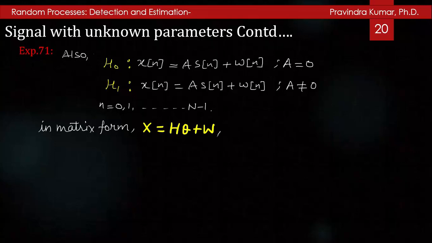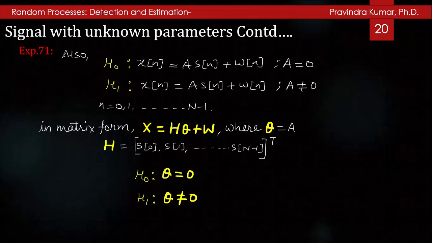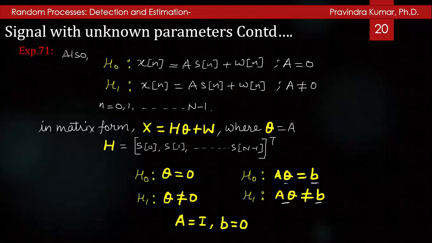In the matrix form, I can write it as x is equal to H theta plus w, where theta is equal to A, and matrix H is [s0, s1, ..., s(N minus 1)] transpose. So the hypotheses can be written as H0 corresponds to theta equal to 0, meaning A is 0, and H1 corresponds to theta not equal to 0, meaning the unknown parameter A is not 0. Also, I can write it as H0 corresponds to A theta equal to b, and H1 corresponds to A theta not equal to b. Here A is the identity matrix and b is the zero vector.